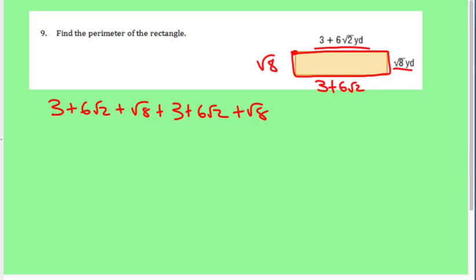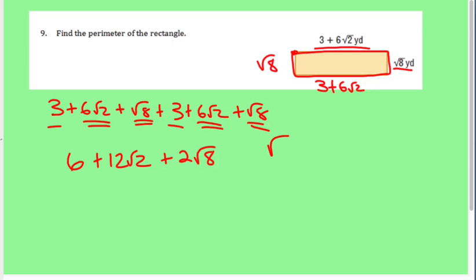So now, if I start putting things together that already go together, I get this. 3 and 3 is 6. 6 square root of 2, 6 square root of 2 is 12 square root of 2. Square root of 8, square root of 8 is 2 square roots of 8. But now, square root of 8 is not simplified. As you guys are hopefully starting to notice, that one can be split apart into this. So what I really have is this.